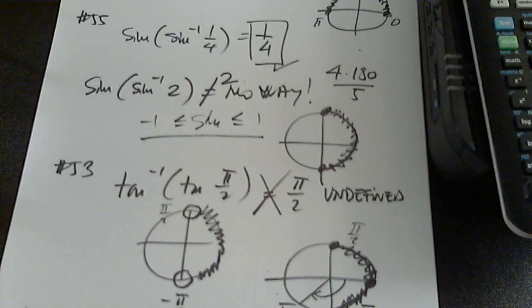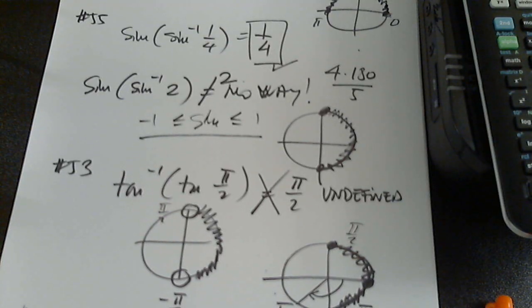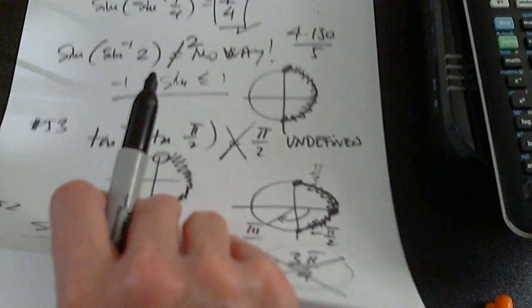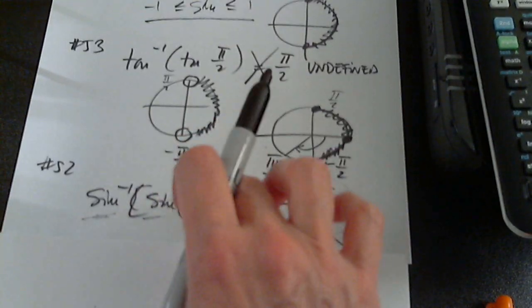Can I still determine this? Yes, of course. But I cannot use the property of inverse functions. I cannot say that the inverse function of the function of x is x. I cannot, because it doesn't fall where it should. This answer is not between -pi/2 and pi/2 for sine inverse. So therefore, I will have to calculate the inside.